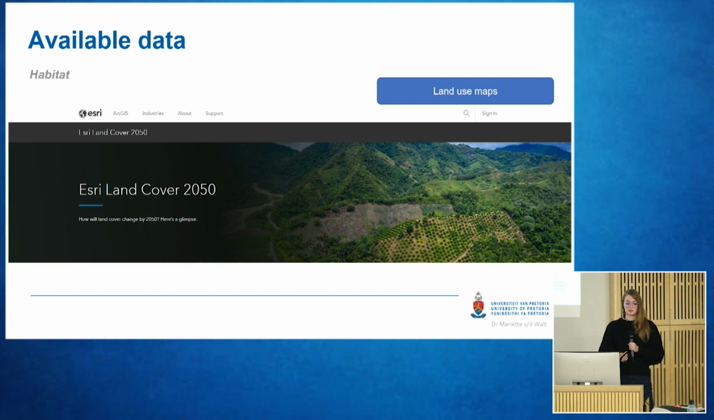Something I also recently noticed is this land cover map, a predicted land cover map by 2050. So not only can you get information about what the land use currently looks like, they have created these models and maps that show what the land use is going to look like in a bunch of years' time. And I think this is also a very nice data set to have if you're doing risk-based investigations.